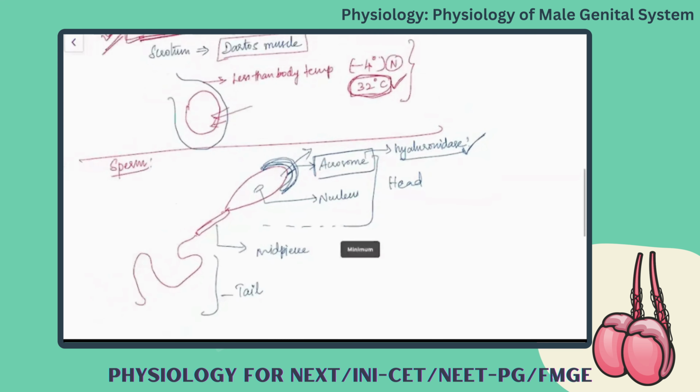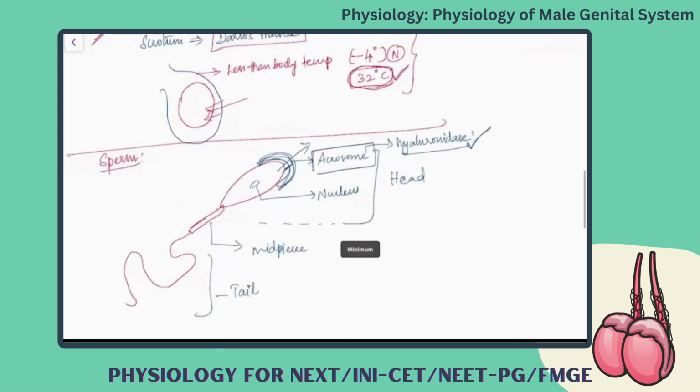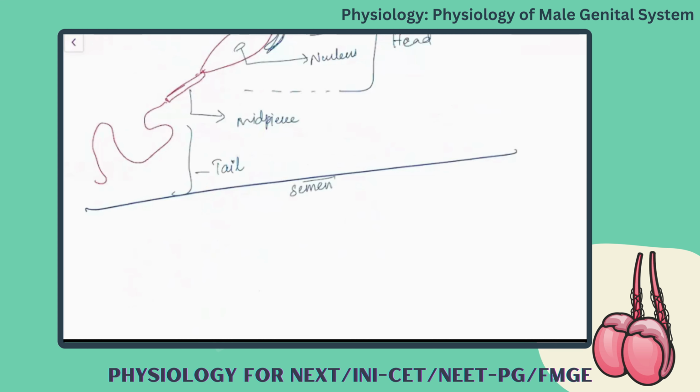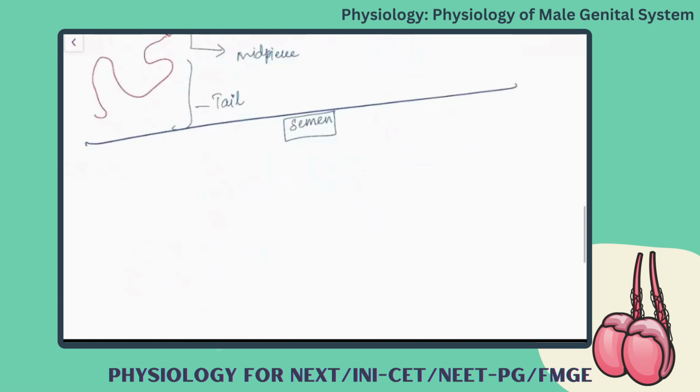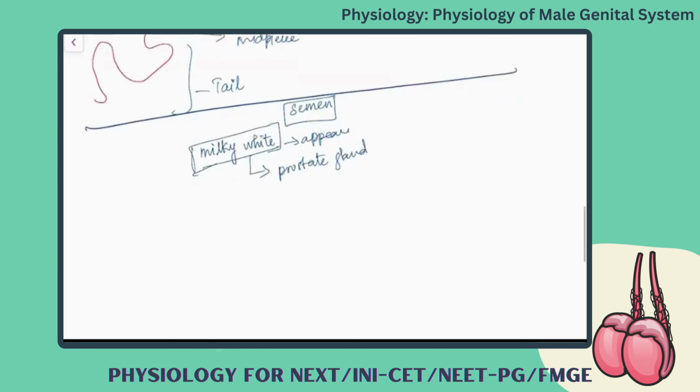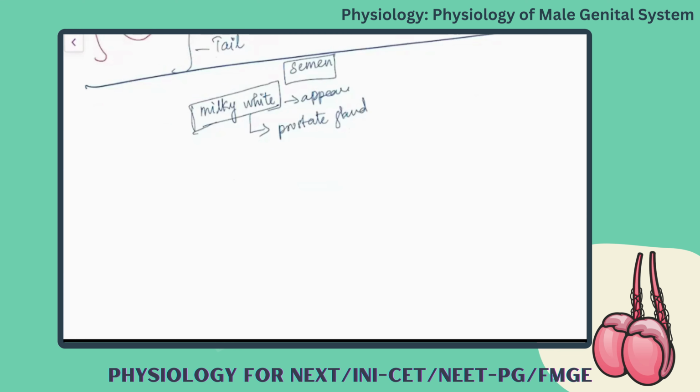And now the spermatozoa, after reaching the seminal vesicle, whatever is ejaculated is called semen. So what is the nature of the semen? Milky white appearance, mainly due to the secretions of the prostate gland. The milky white nature of the semen is not because of only spermatozoa. It also has the secretions of the prostate gland.